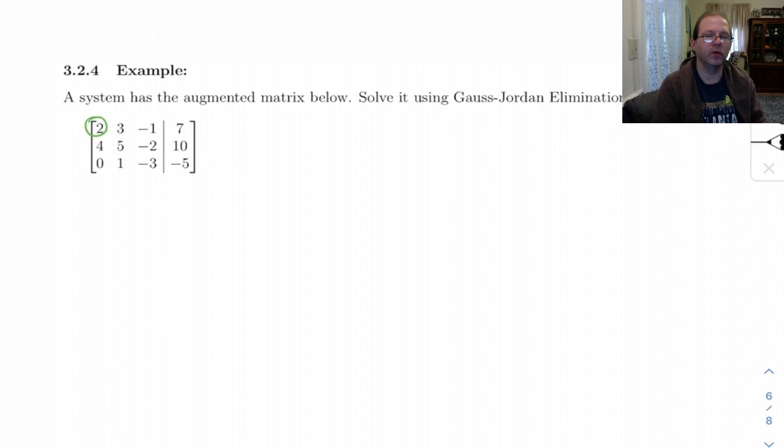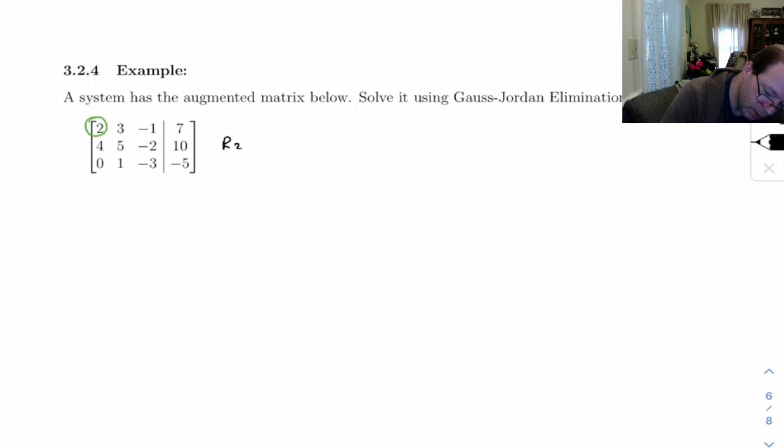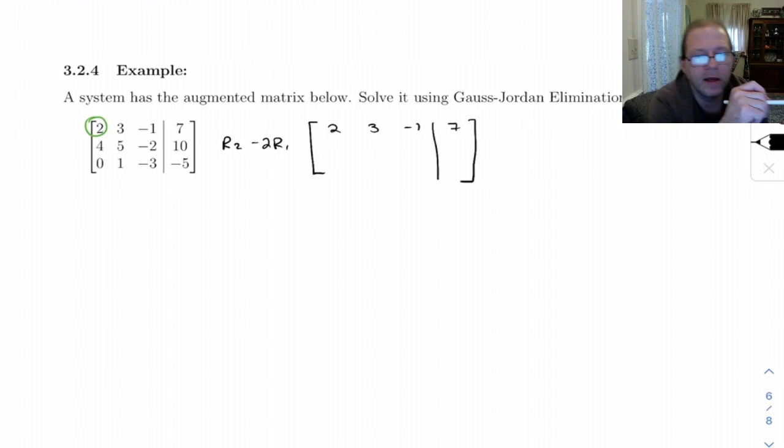All right, example 324 says to solve the system with this augmented matrix. So I'm going to use this 2 here as my pivot. First thing I'm going to do is do row 2 minus 2 row 1. So my first row and third row will remain the same. Yeah, I realize, why am I not getting a 1 there to begin with? Well, we can go back and divide by 2 later to get the 1 there. For now, I want to do this to avoid having fractions.